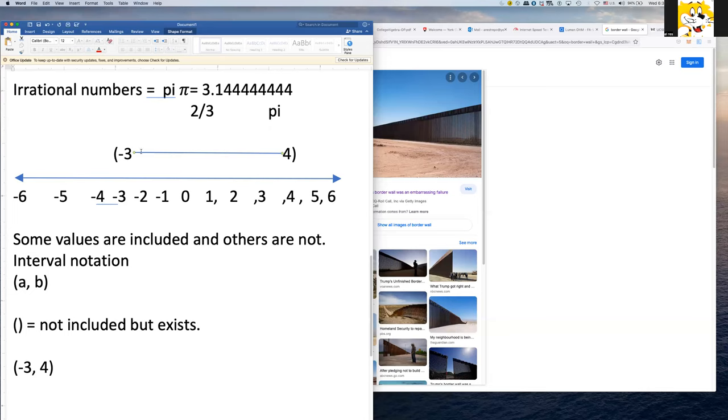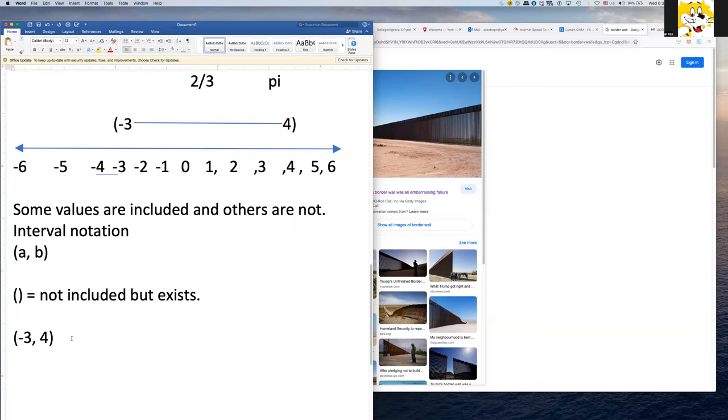Later on, when we do lines and we do slope and we limit the lines, we're going to say only for values of x between -3 to 4 is the line valid. However, -3 and 4 are not included. And these would be expressed with an open circle and an open circle, but everything in between would be solid. All right, so let's keep going.